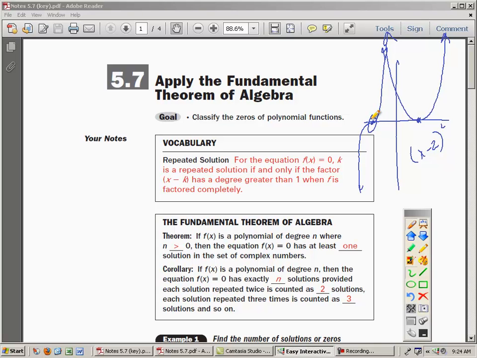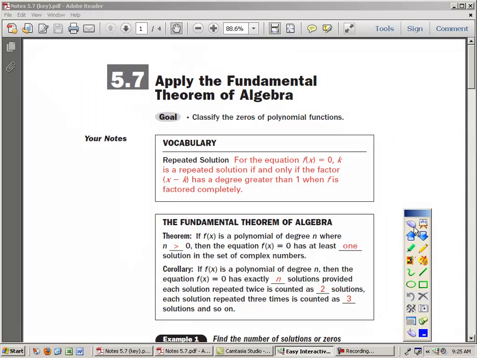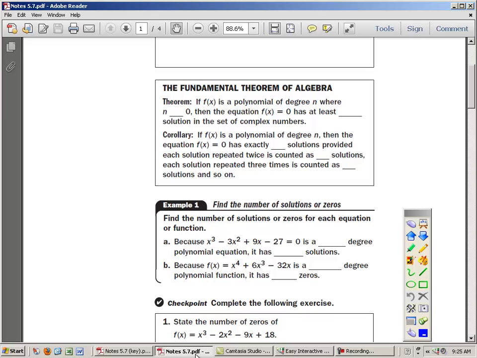And a lot of times when our function changes direction or turns right on the x-axis, we get something called a repeated solution. So you can have what we call a double root at a spot, and you're going to be seeing some examples of that as we move throughout our lesson for today.